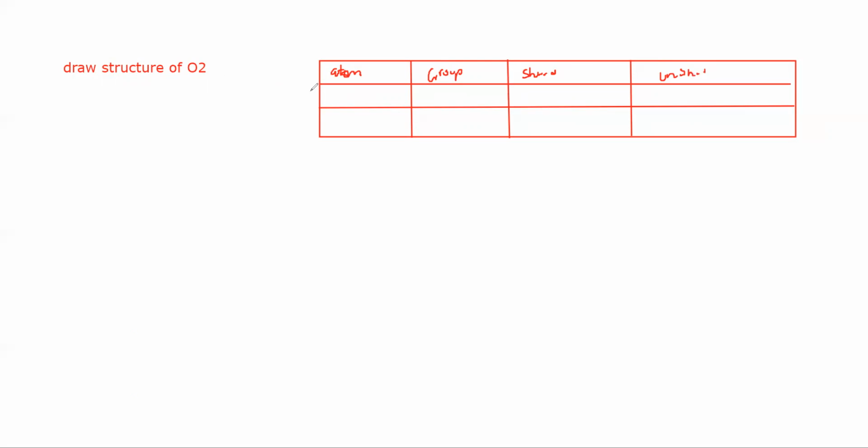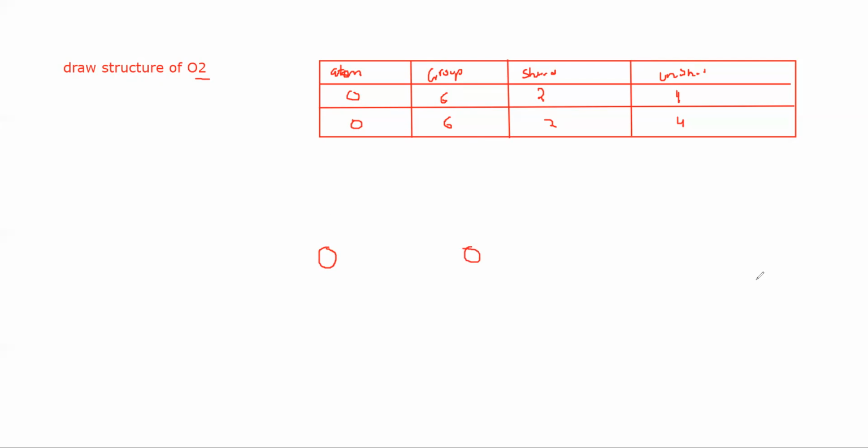O2 means 2 oxygen, so 2 oxygen are there. Which group does it belong to? Oxygen belongs to group 6. How many will it share out of 6? It will share 2. How many unshared will be there? 4. This is the table we completed. Now how to draw the structure? O2 means 2 oxygen, so first I will draw 2 oxygen.